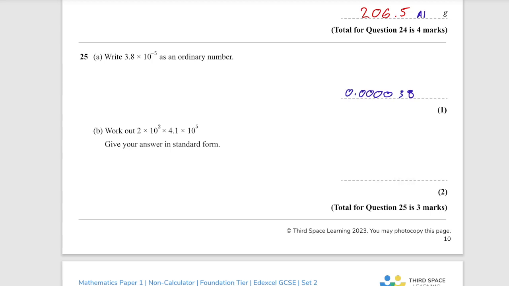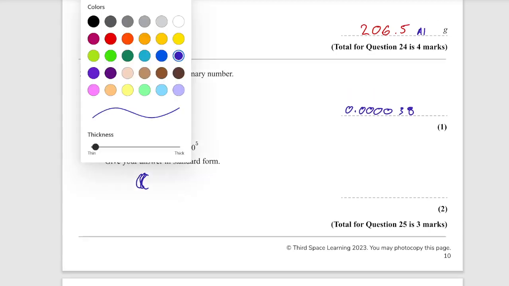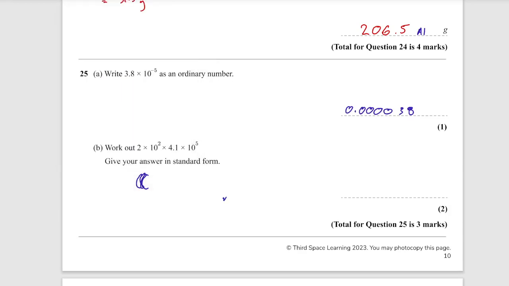There we go. Write this number in standard form, so we need to do our number part and our standard form part separately. So we're treating it as pens. Let me switch to my backup pen. Oh, it's kicked in now. Let's try that again then.